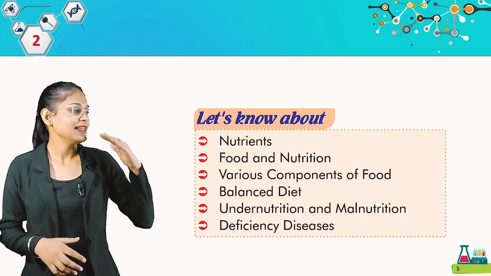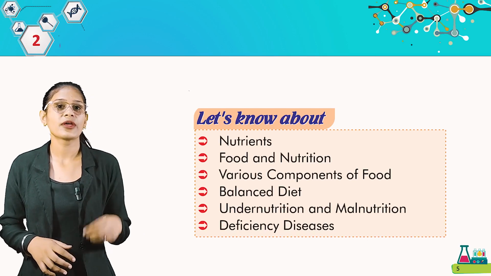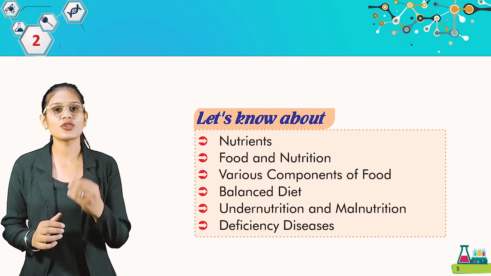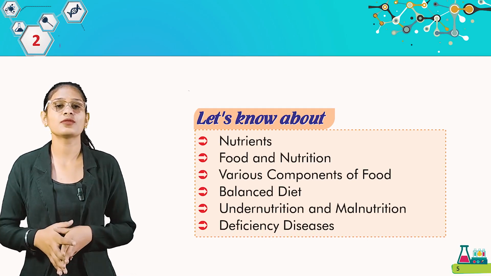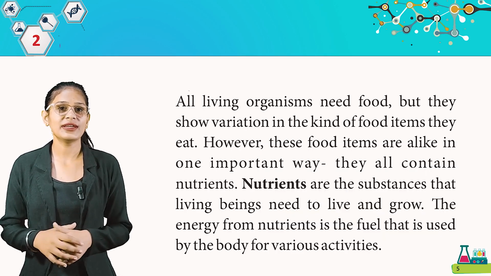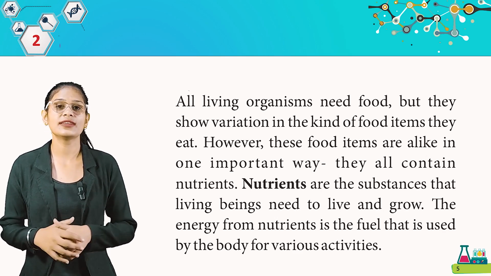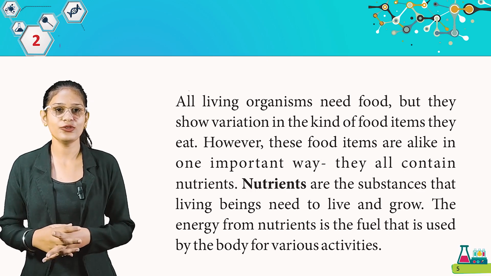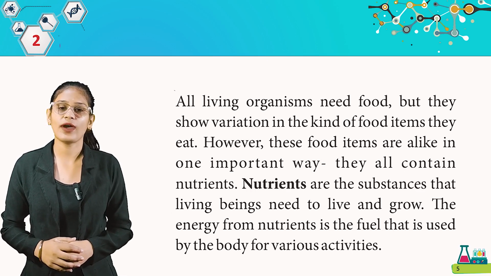Okay? Let's know about nutrients, food and nutrition, various components of food, balanced diet, undernutrition and malnutrition, deficiency disease. So these are the topics we will discuss in this chapter. All living organisms need food, but they show variation in the kind of food items they eat. However, these food items are alike in one important way. They all contain nutrients and the substances that living beings need to live and grow.